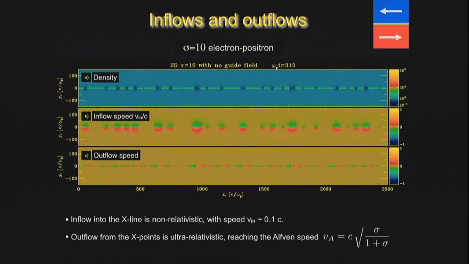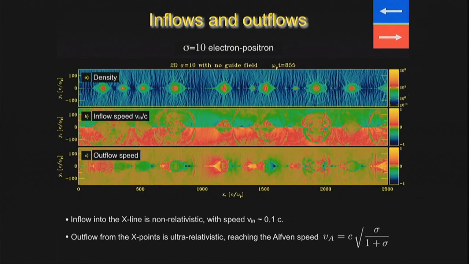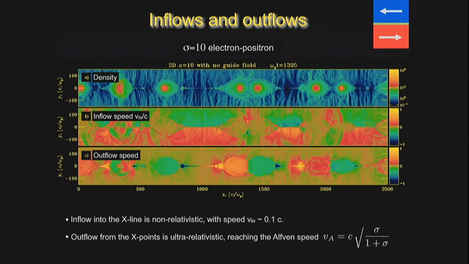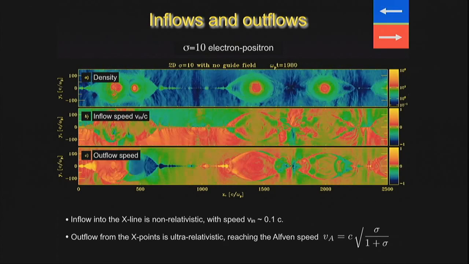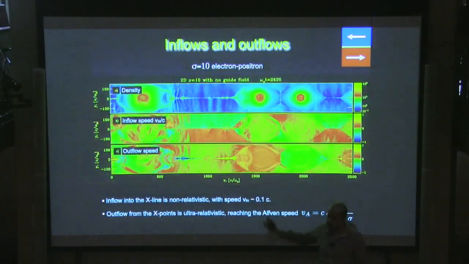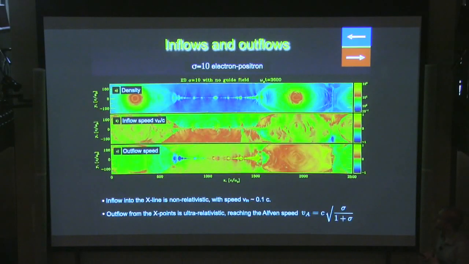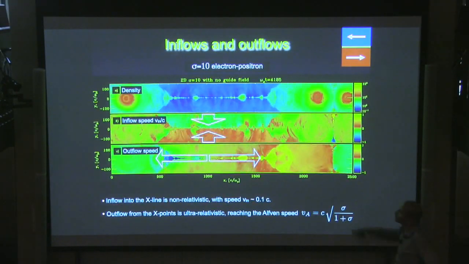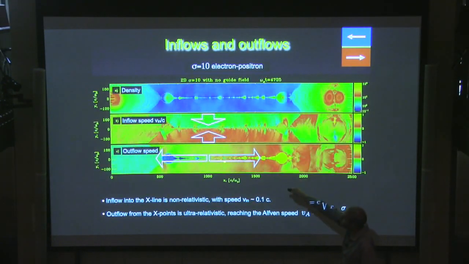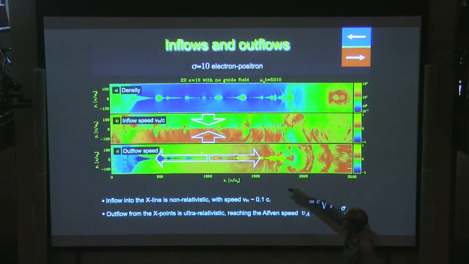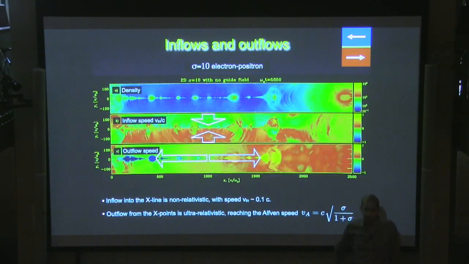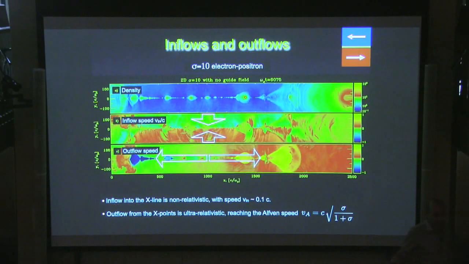Another important ingredient of this story is the inflow and outflow speed. The inflow speed is the speed at which the magnetic field is being dissipated into the reconnection region. That's about 0.1 of the speed of light for typical parameters, so trans-relativistic inflow speeds. The outflow speed away from this central X point is often ultra-relativistic, approaching the Alfvén velocity, which, as I said, for this configuration is very close to the speed of light.